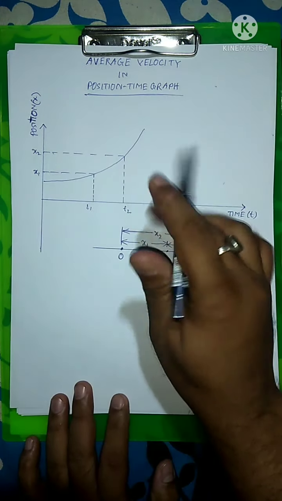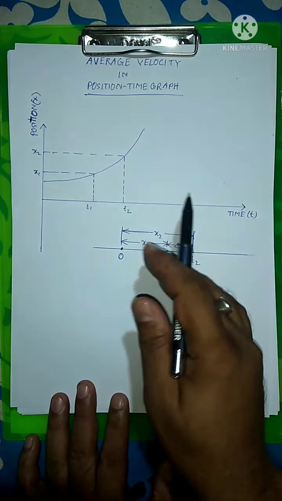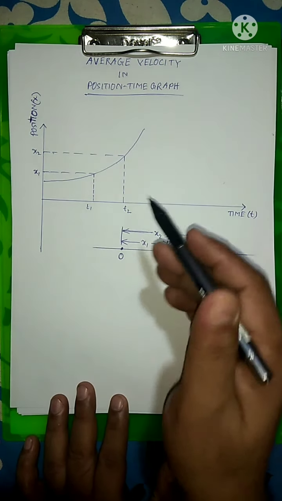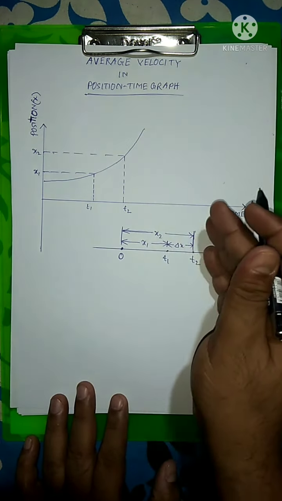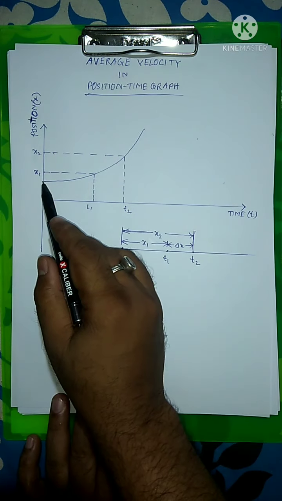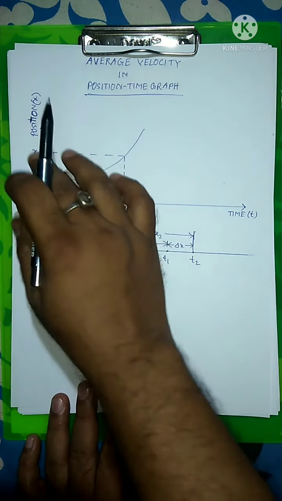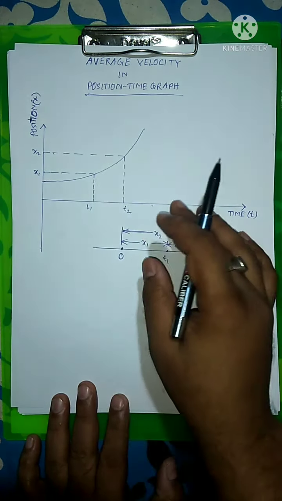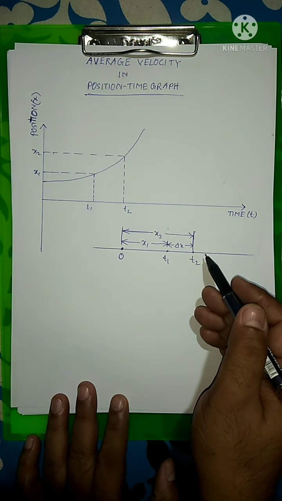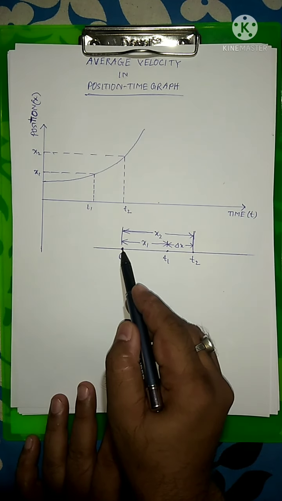Here we see that the curve is directed upward, which means that the particle moves in the positive direction, and the curve touches the positive side of the position axis, which gives us the hint that the particle starts from a point located on the positive side of the fixed point O.